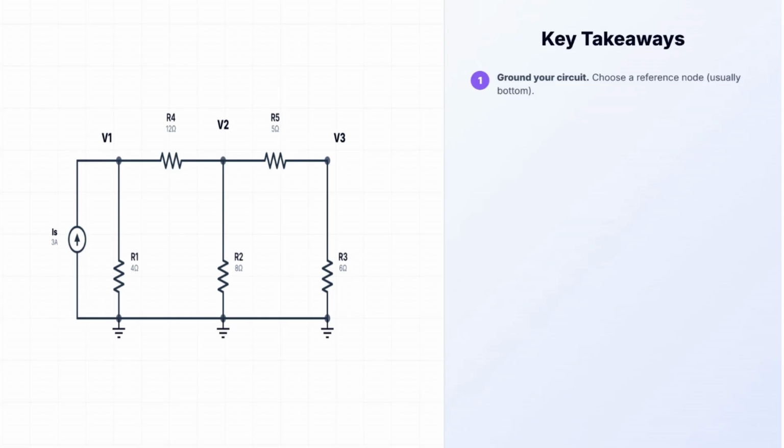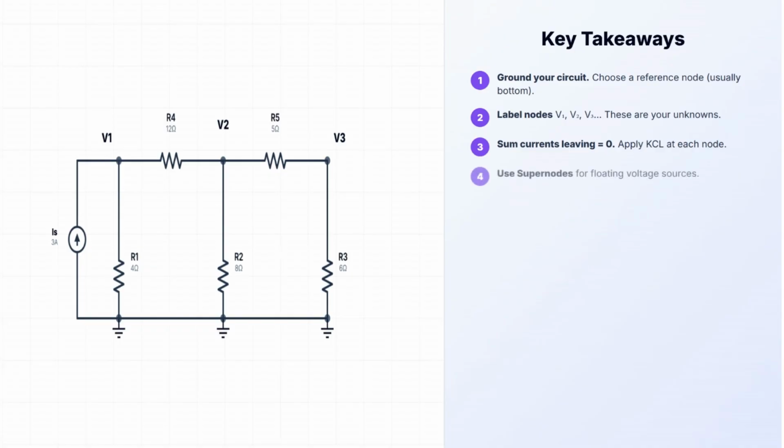To recap, first, ground your circuit. Choose a reference node, usually the bottom. Second, label your nodes V1, V2, V3. These are your unknowns. Third, sum currents leaving equals 0. Apply KCL at each node. Fourth, use supernodes for floating voltage sources.